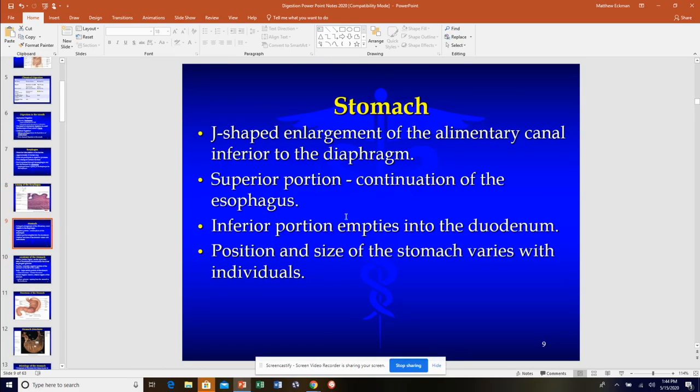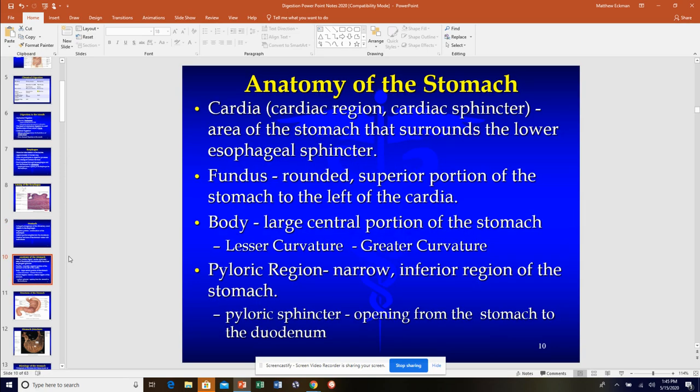Once we get to the stomach, now we can start our next phase of digestion. They say it's kind of J-shaped, and it was more like a J on its side. The very upper part of the stomach is more of a continuation of the esophagus, and then we have the body of the stomach where most of the material is digested and sloshed around, and then the end of the stomach where this material is ejected into the small intestine a little bit at a time.